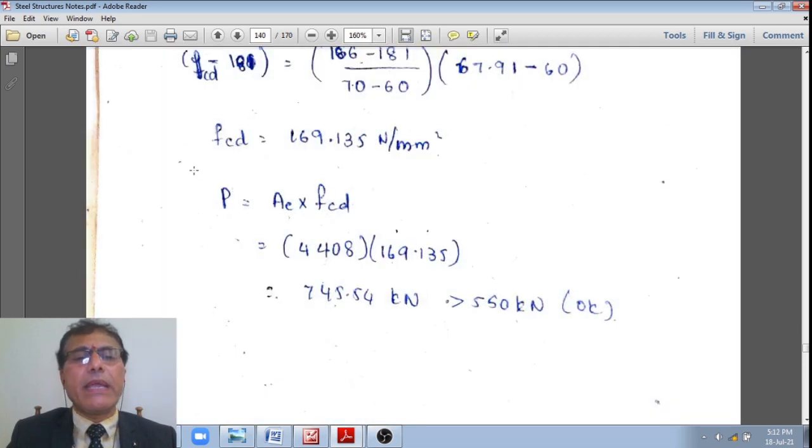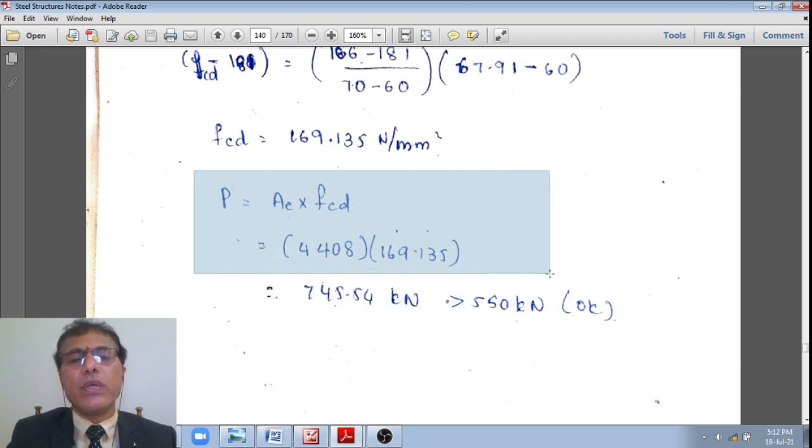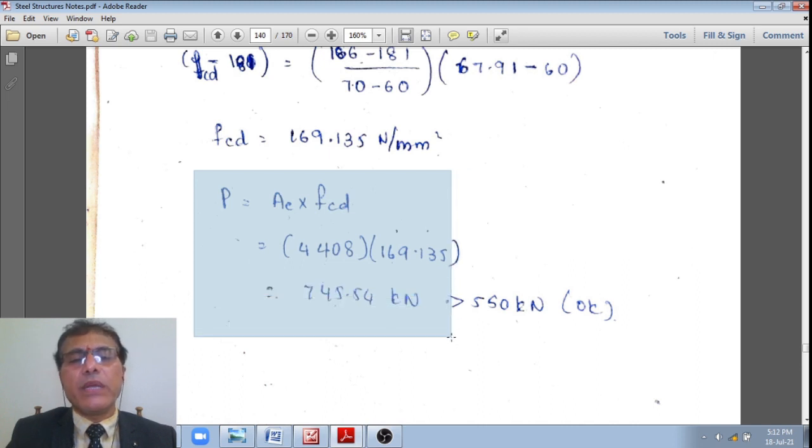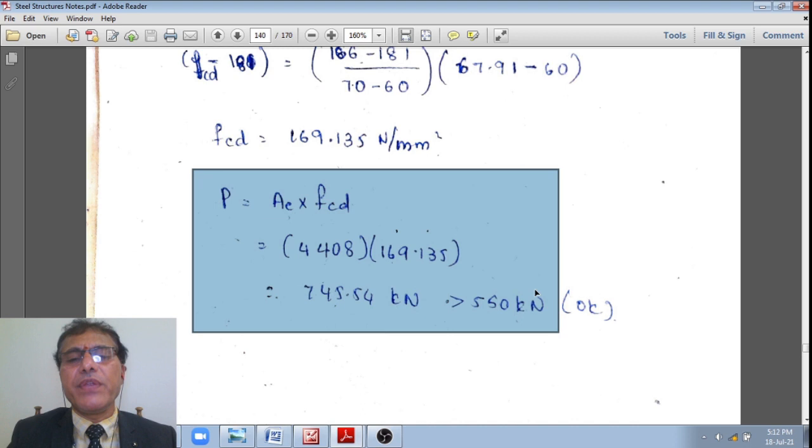Therefore, the load carrying capacity about the minor axis is equal to the effective area multiplied by fcd. The effective area is 4408 multiplied by fcd, which is 169.14, times 10 to the power minus 3. It works out to 745.54 kilonewton, which is much greater than 550 kilonewton.